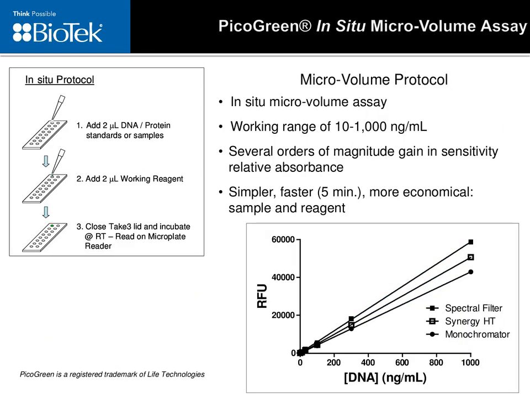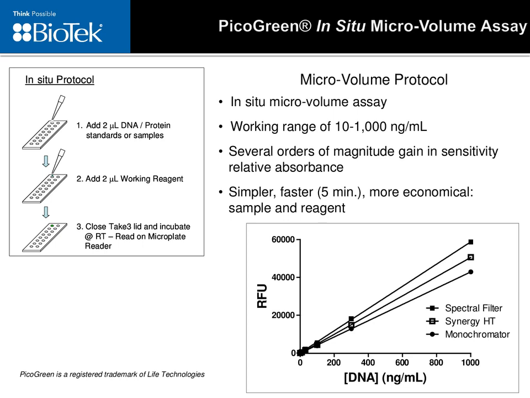So now I'd like to discuss the PicoGreen in situ microvolume assay. I'd like to discuss the protocol, and then I'll discuss an application based on that protocol. So the microvolume protocol can be performed on the Take3 microvolume plate and requires the addition of 2 or 3 microliters of your sample added with an equal amount of reagent, in this case 2 microliters of sample and 2 microliters of reagent.